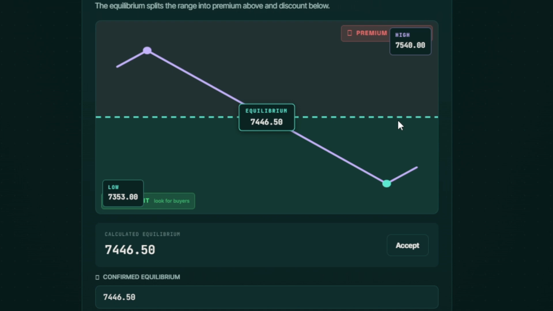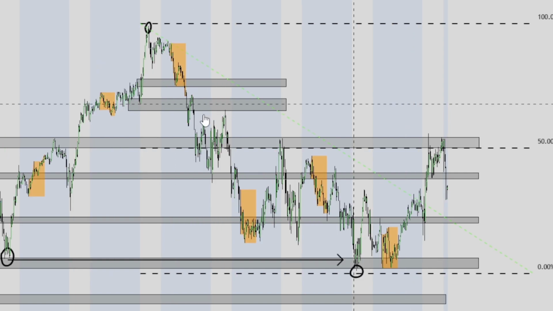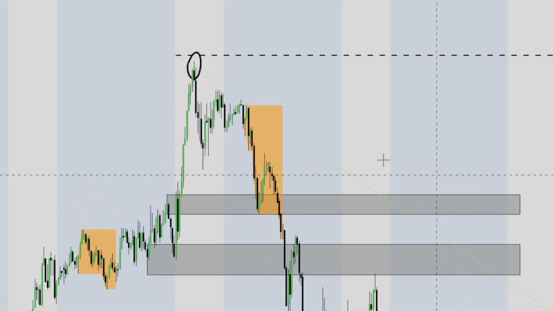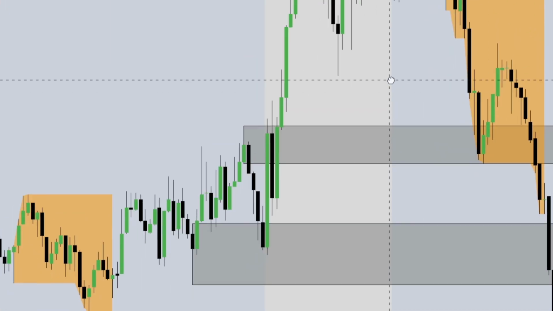Now this diagram is very important because you need to know where the high and low is, the equilibrium, right? You need to know whether you're in premium or discount. This is very important for the next step, because the next step is your key levels. But before the market prompts you to find your key levels, these are price imbalance areas, otherwise known as fair value gaps. So in other words, what I've done essentially here is I have chosen relevant fair value gaps in premium and discount. Right? So now we're in premium.